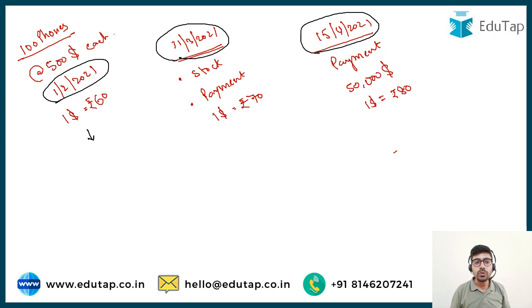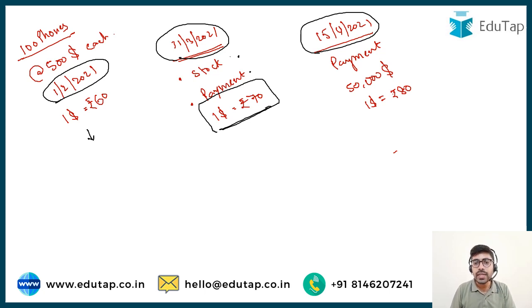Now the problem is going to arise again on 31st March 2021. On 31st March 2021, I am going to have this stock with me and the payment is still to be made. It is pending. And now the dollar has got even more expensive. $1 is now rupees 70 and this payment is still not made. Now at what amount should I record the creditors in my books of accounts? And what about the stock? How should I record it?